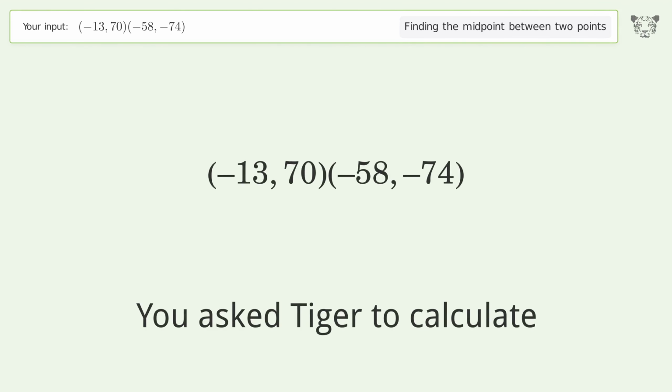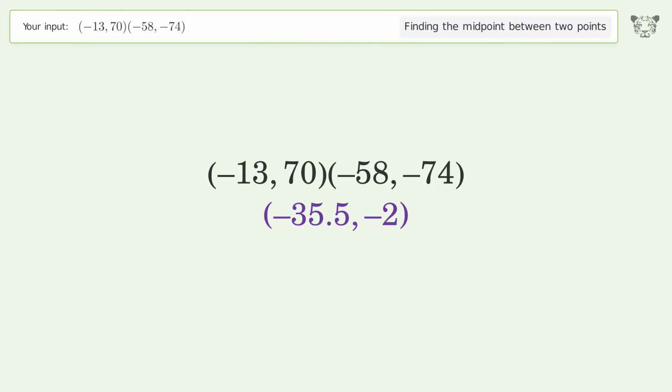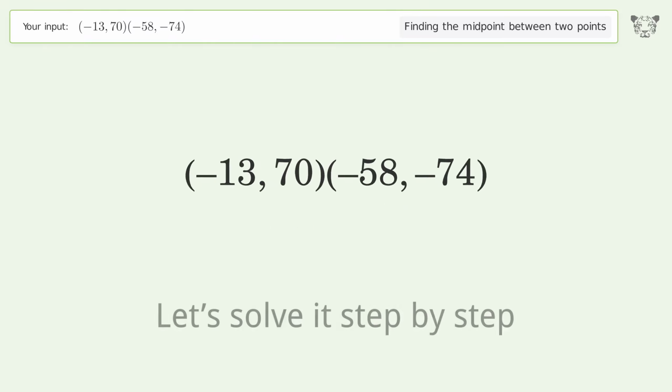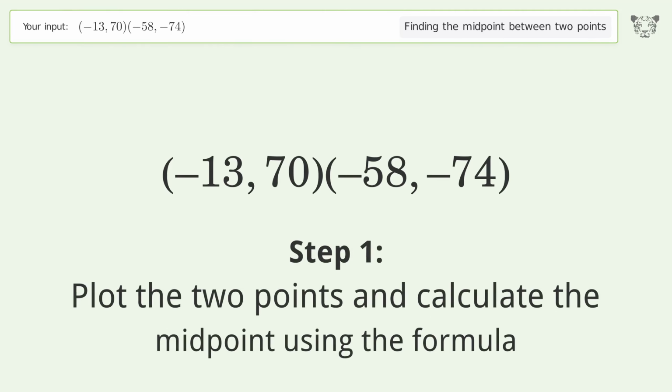You ask Tiger to calculate. This deals with finding the midpoint between 2 points. The midpoint between the 2 points is -35.5, -2. Let's solve it step by step. Plot the 2 points and calculate the midpoint using the formula.